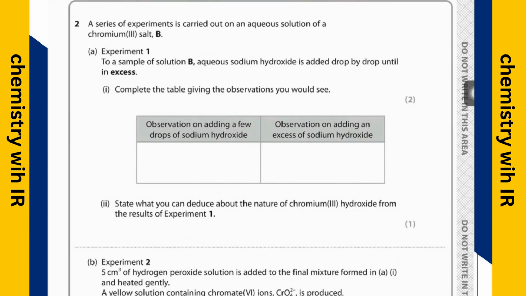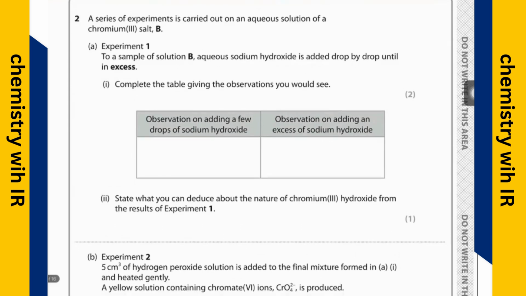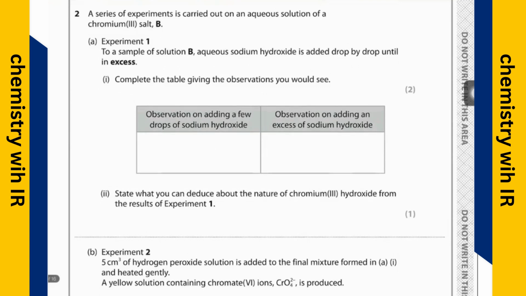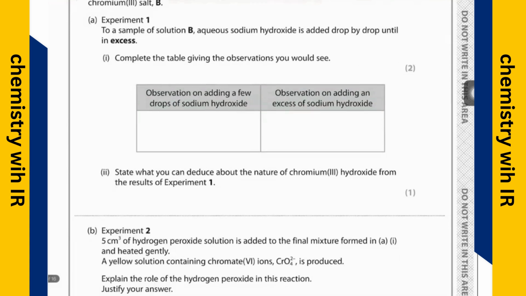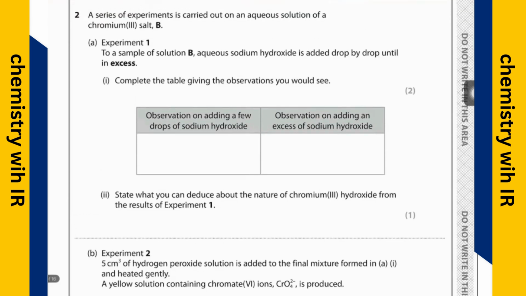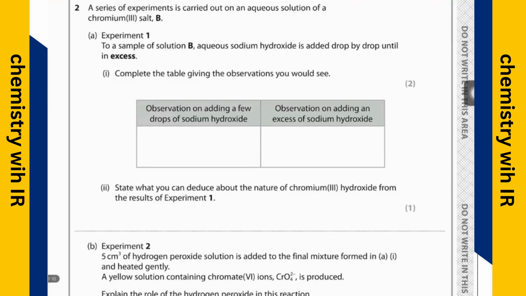Okay. A series of experiments is carried out on an aqueous solution of chromium 3 salt B. Experiment 1, to a sample of solution B, aqueous sodium hydroxide is added drop by drop until in excess. Complete the table given, giving the observations. You would see observation on adding a few drops of sodium hydroxide. I told you in the last class as well, if you remember, I told you different tests: copper, chromium, iron 2, iron 3, excess sodium hydroxide, few drops of sodium hydroxide.